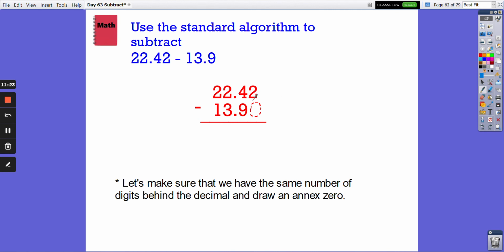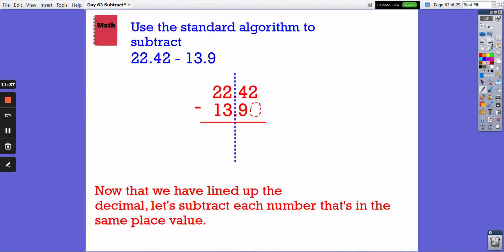Okay, let's go ahead and put a 0 there. Let's make sure that we have the same number of digits behind the decimal and annex a 0, so that way it makes our math a lot easier to do and visualize. 2 minus 0 is 2. 4 minus 9 we can't do, so we have to regroup.